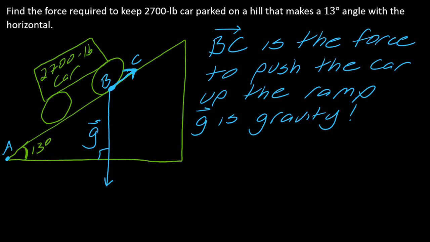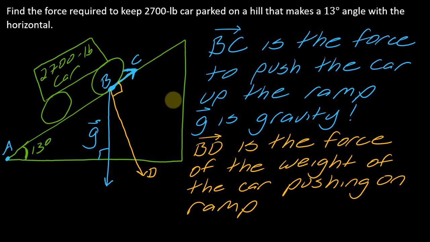Okay, so this force here, BD, makes a right angle with the incline. And you can think of this as the force of the car pushing down on the ramp. So we have gravity keeping the car on Earth, and at the same time we have this force of the car pushing down against the ramp. And this one makes a right angle with the incline. So you want to keep all these right angles straight, because this will really help make sense of what we're going to do next.